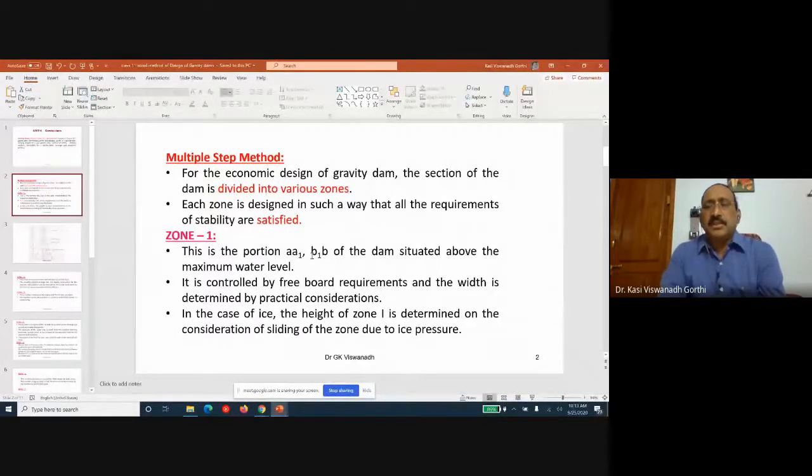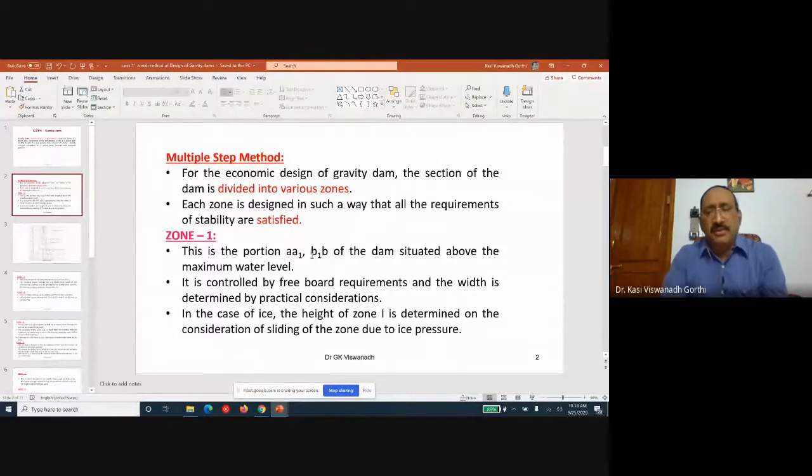Zone 1, this is the portion AA1, B1B, which we have seen in the figure of the dam, situated above the MWL, the maximum water level. So, it is controlled by freeboard requirements, and the width is determined by practical considerations. We already saw what the freeboard height should be. The height of freeboard, which would be equal to the height of zone 1, would be equal to 4/3 to 1.5 times the height of the wave.